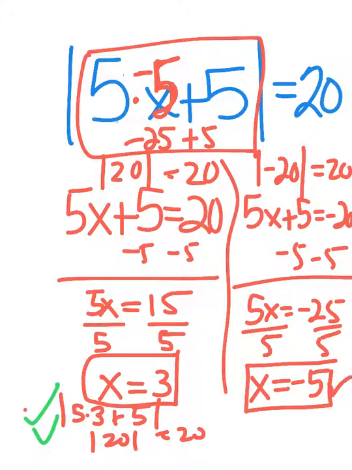So here we go. Long story short, you are going to be solving two equations when you're solving an absolute value one: the one that gives you the positive result and the one that gives you the negative result.